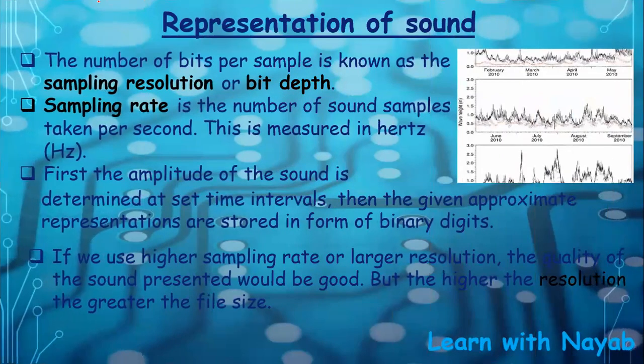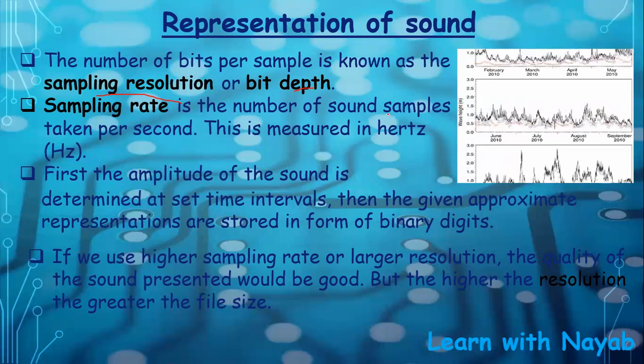The number of bits per sample is known as sampling resolution, or bit depth. When we sample in time intervals, if we take one sample and store it, the number of bits that are used to store that one sample is called its sampling resolution, or bit depth. That is how many bits it takes to store one sample.